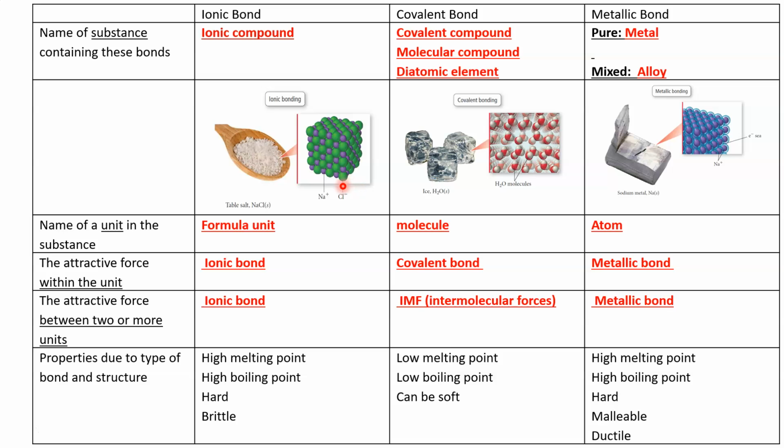But if we just took the smallest ratio of chlorine to sodium in this example, it would be 1 purple and 1 green, 1 sodium and 1 chlorine. It's a 1-to-1 ratio. So that's a formula unit, would be 1 of each. A molecule is the smallest unit or particle of a covalent bond.